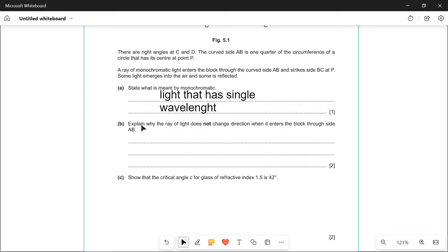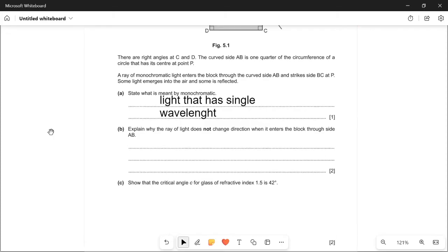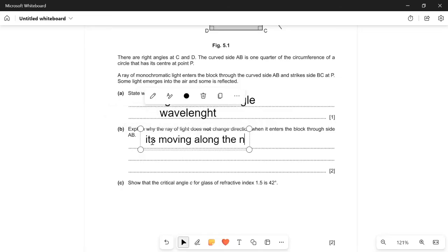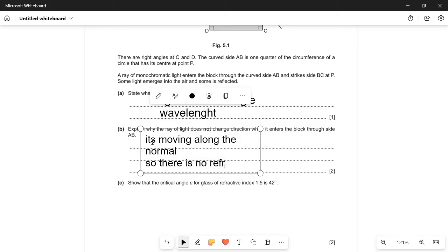B. Explain why the ray of light does not change direction when it enters the block through the side AB, so through the curved side. So one of the reasons for that could be that the ray is moving along the normal line. So there would not be any refraction of light.